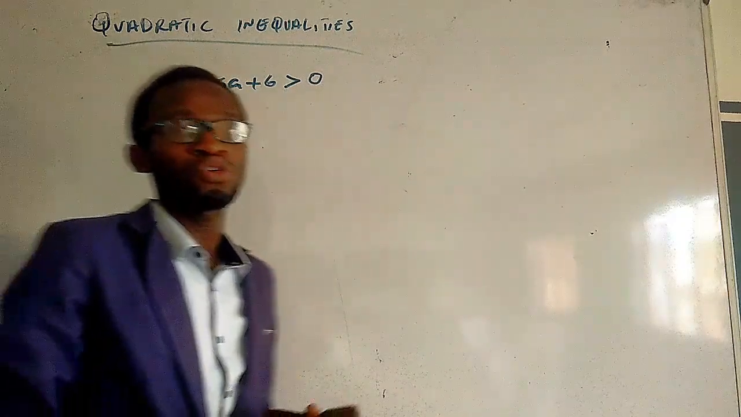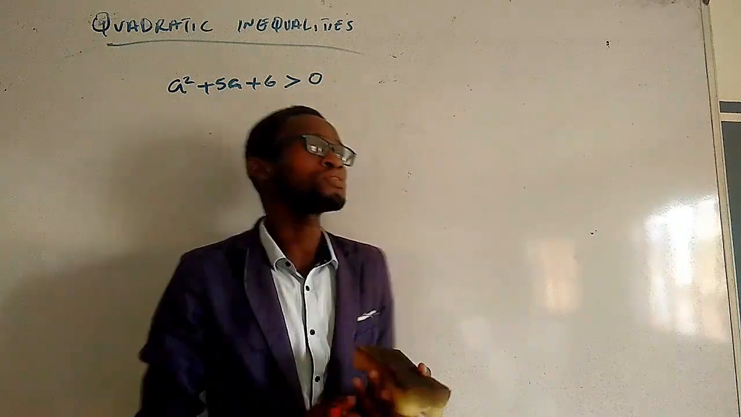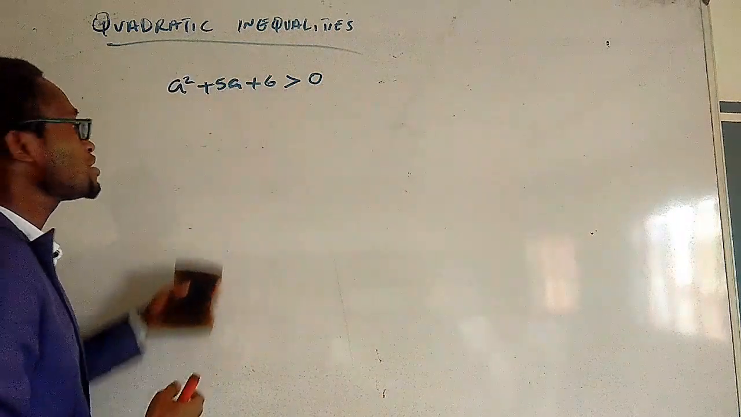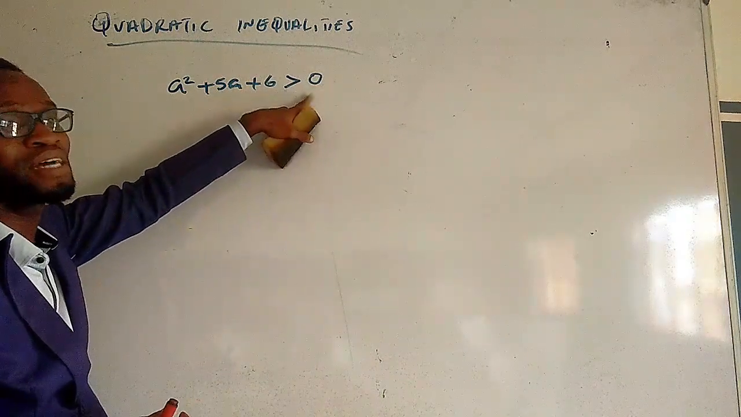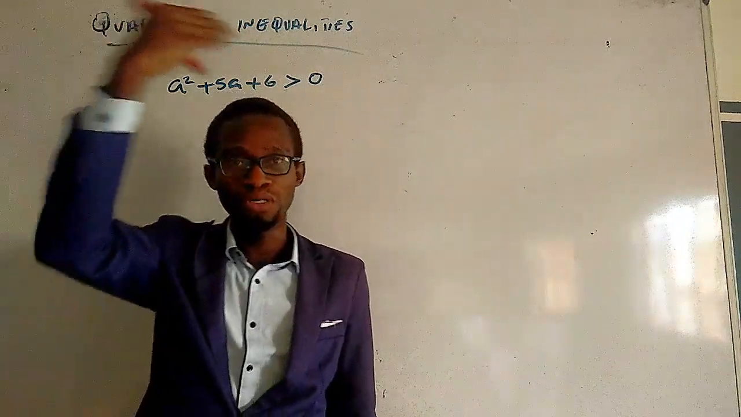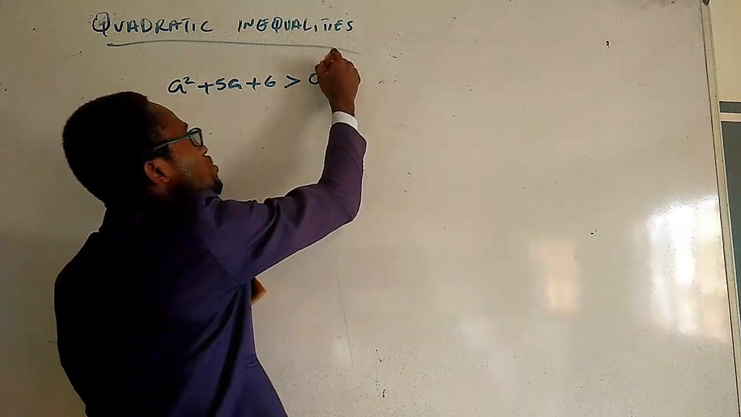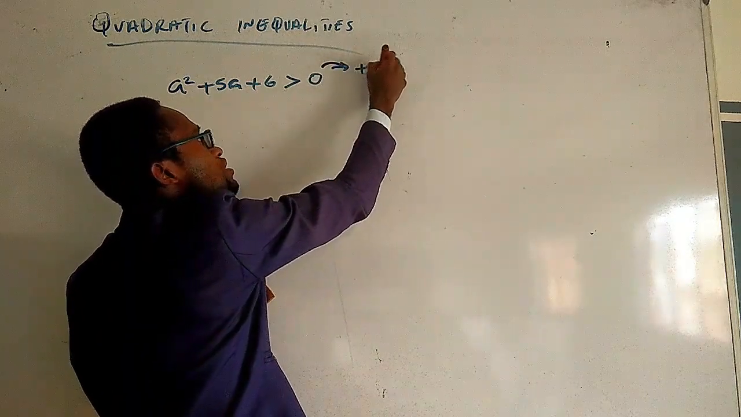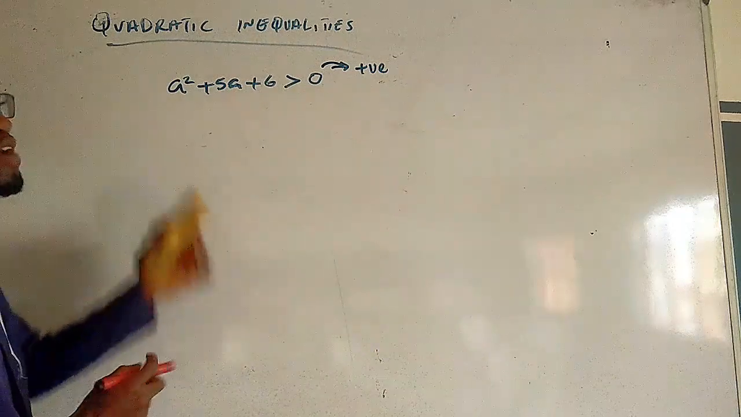Now, how do we solve it? The first thing to do is we have to first of all understand the word question. What does this mean? Now, this means a squared plus 5a plus 6 greater than 0. Meaning that it is bigger than 0. Numbers bigger than 0 implies that this should give us a positive number.